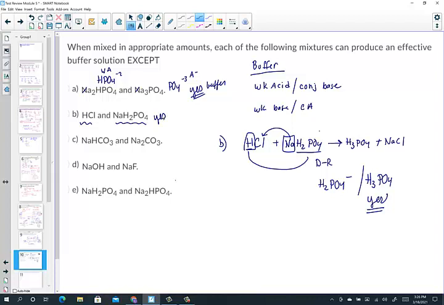How about letter C? Well, this one is easy enough. I have HCO3 negative and CO3 negative 2. Those are conjugate pairs. Here's an acid and its conjugate base. Sodium is the spectator.